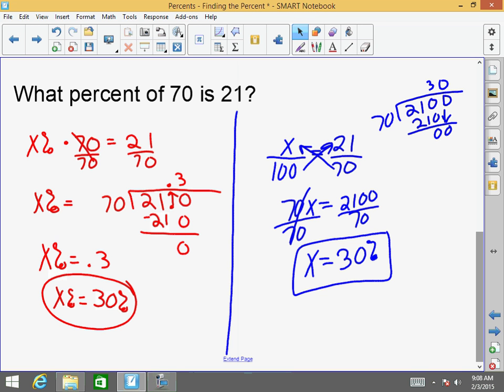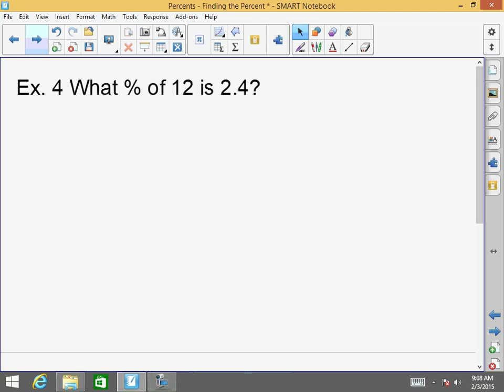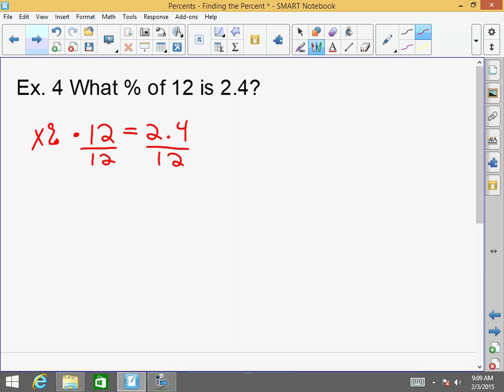Does that make sense? Okay? So a couple more examples. Practice makes perfect. What percent of 12 is 2.4? Okay, let's do the equation method. What percent of means multiply. 12 is means equals 2.4. I'm sorry, not 24. Divide by 12 to both sides.